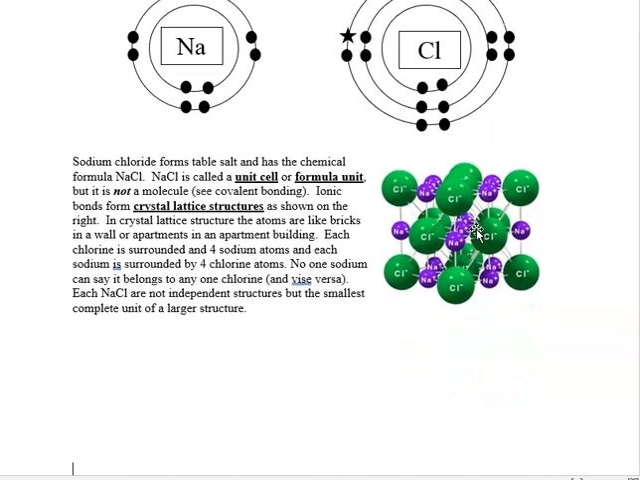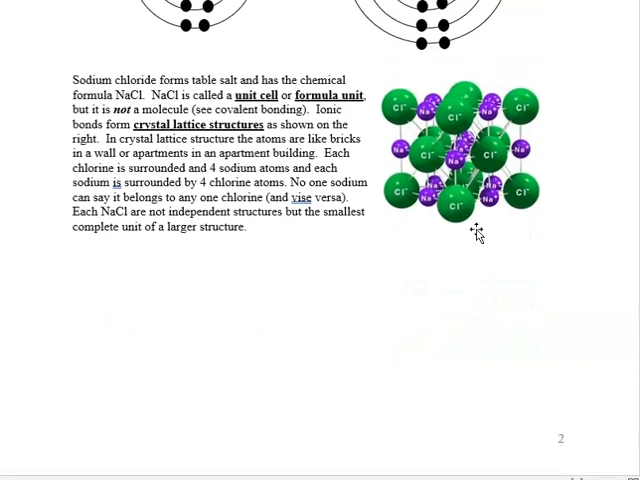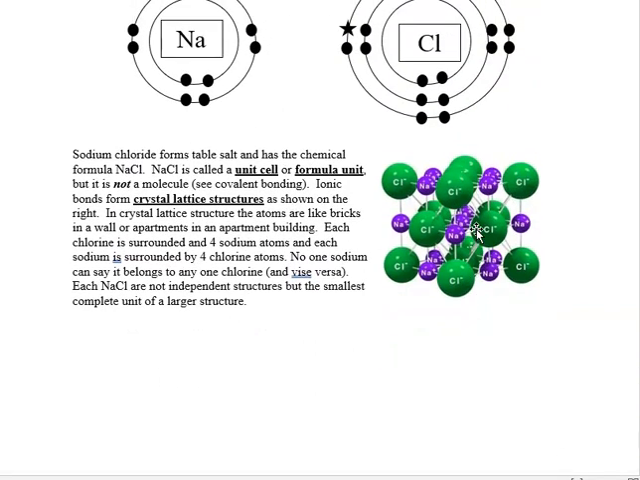Sodium chloride forms table salt. It has the chemical formula NaCl. NaCl is called a unit cell or formula unit, but it is not a molecule. We'll talk about molecules, which are actually separate structures, when we get to covalent bonding.